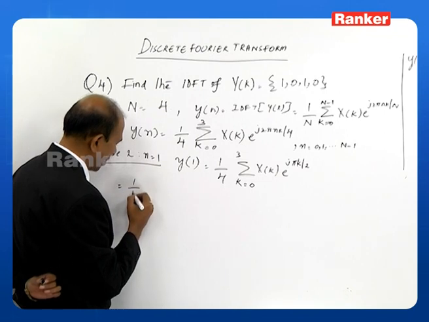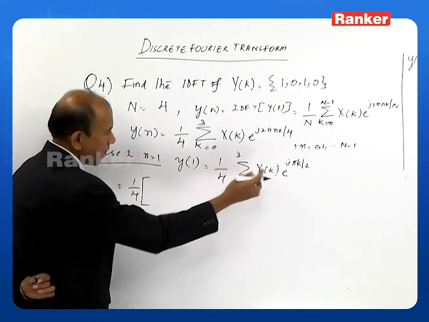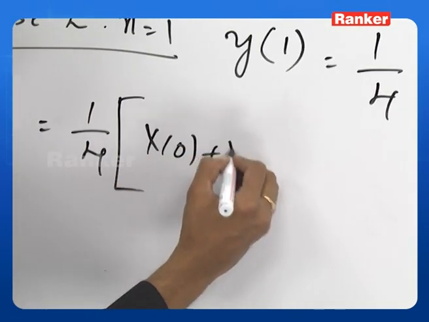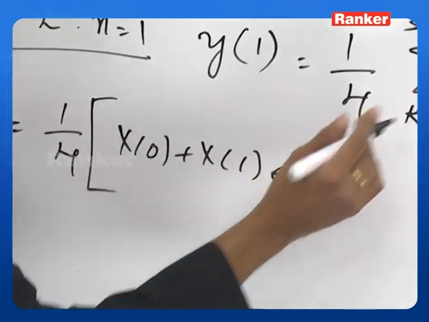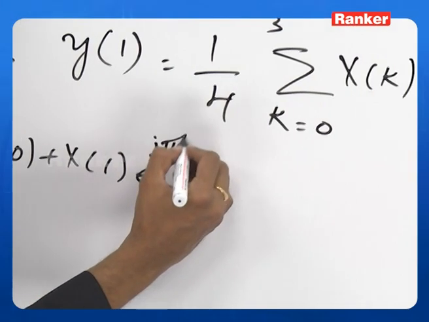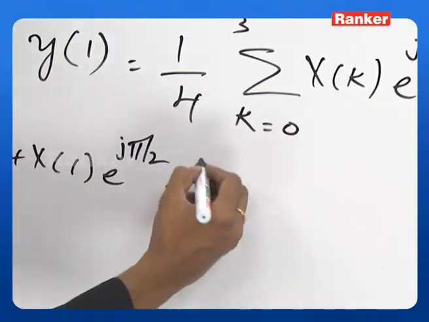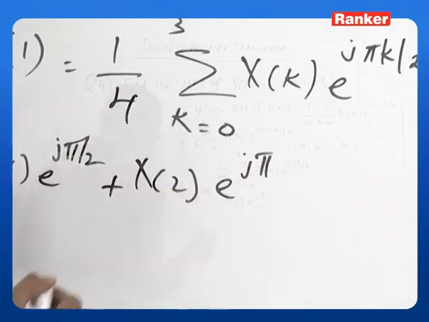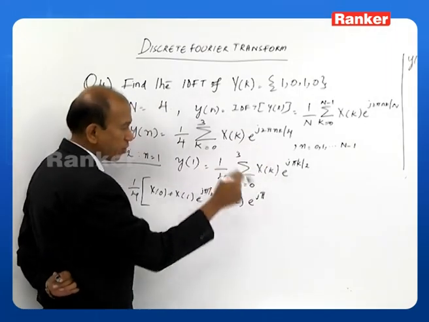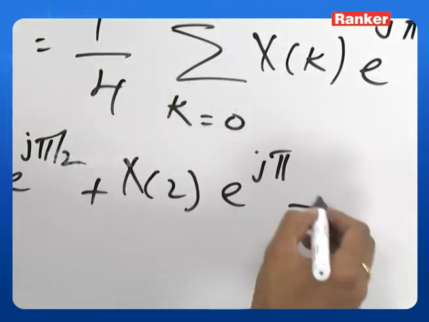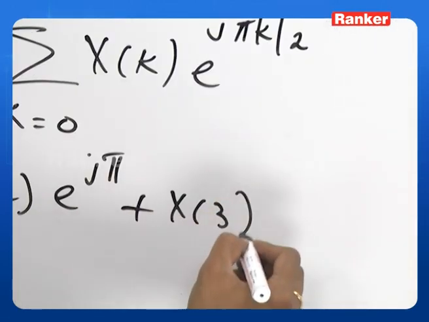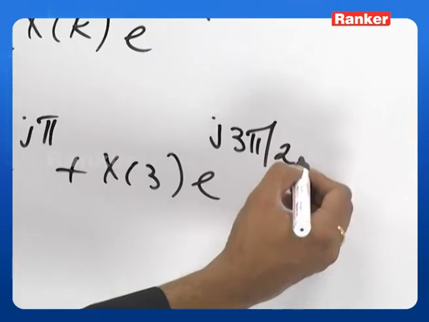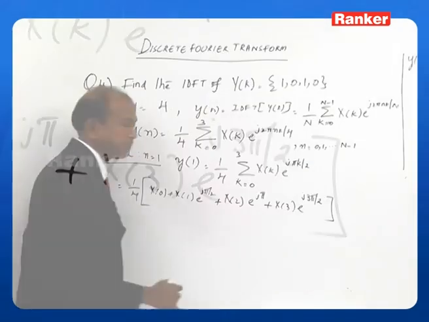Simple. So let us just write down there 1 by 4 here. And then let us write down x of 0 for us first, then comes x of 1 e to the power of j pi by 2 plus x of 2 e to the power of j pi. K is 2 now, so 2 gone, so this will become j pi, plus x of 3 e to the power of j 3 pi by 2. So this is our expansion.